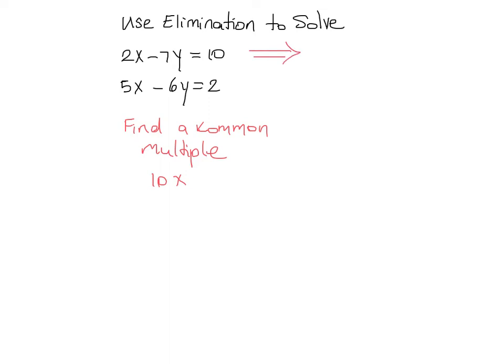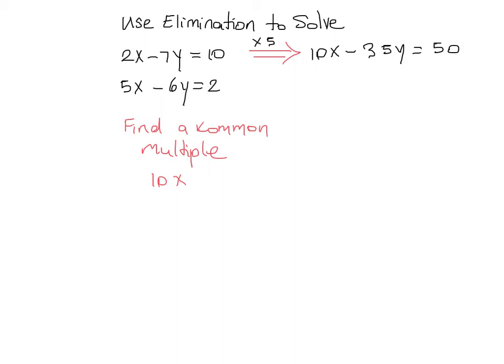For the first equation to get a 10x, we need to multiply the entire equation by 5, because 2x times 5 gives us 10x, and that's what we want. So our first equation turns into 10x minus 35y equals 50. Again, all I did was take that whole equation and multiply it by 5 so we could get 10x here.